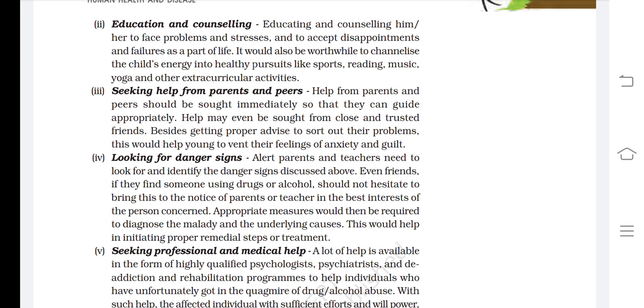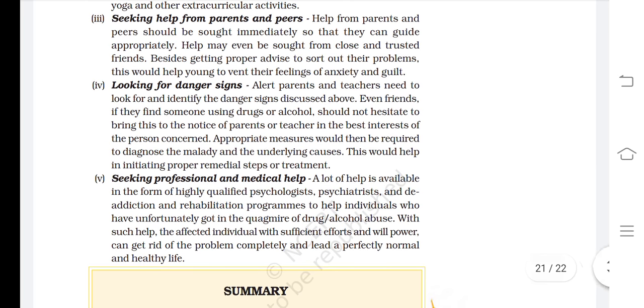Third, seeking help from parents and peers. Help from parents and peers should be sought immediately so that they can guide appropriately. Help may even be sought from close trusted friends, besides getting proper advice to sort out their problems.